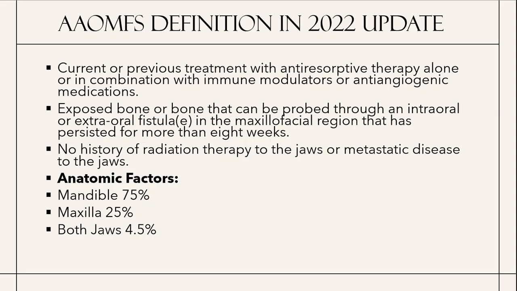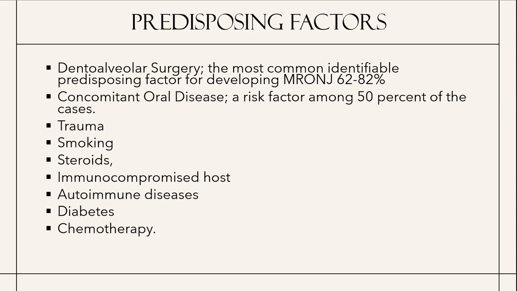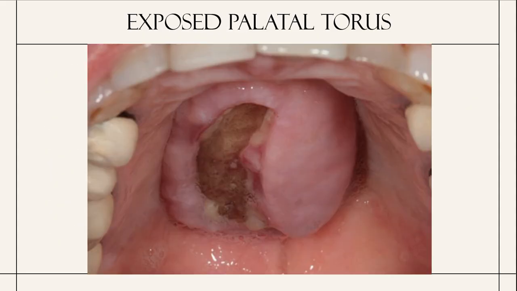Now, the most common predisposing factor is dental-alveolar surgery, extraction while the patient is on bisphosphonates and the dentist didn't check or the patient didn't say, and so on. So, about 62 to 82% of the cases are because of previous extraction. Concomitant oral disease is a risk factor among 50% of the cases, as are trauma, smoking, steroids, immunocompromised state, autoimmune disease, DM, and chemotherapy. So that's how it looks.